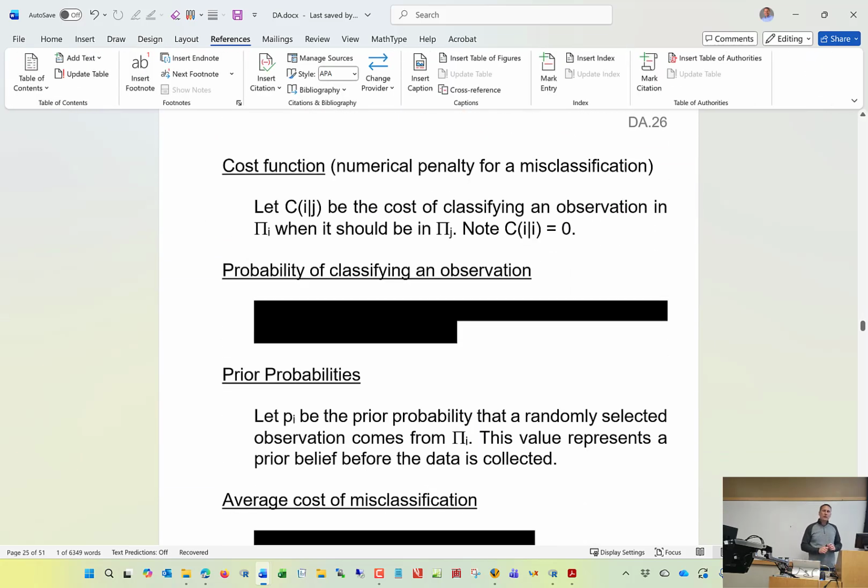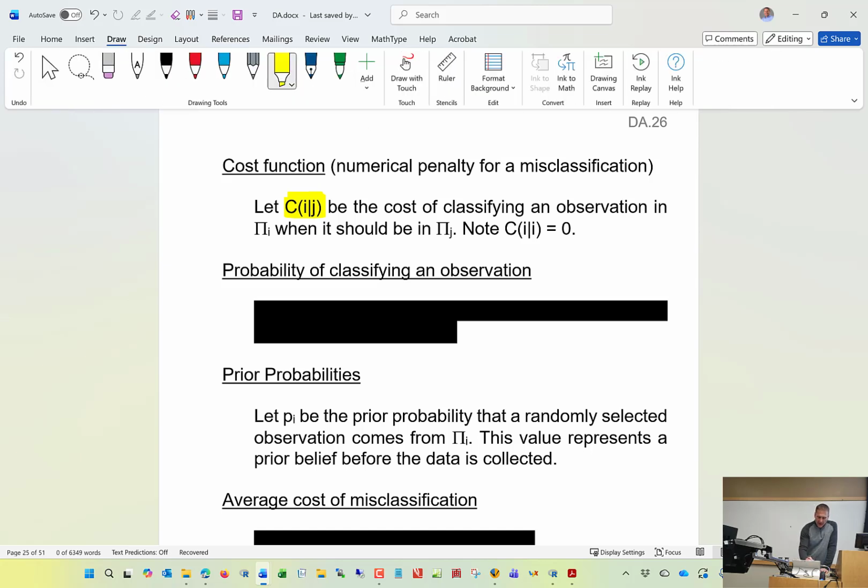And so to do that, we can use what's called a cost function. We can refer to something as C of I given J. All that is a fancy way of saying, what's the cost of classifying an observation as from group I, given it was actually from group J? So if I had, let's say, C of 1 given 2, what's the cost of predicting something to be from group 1, given it was actually group 2? And then you could also look at vice versa.